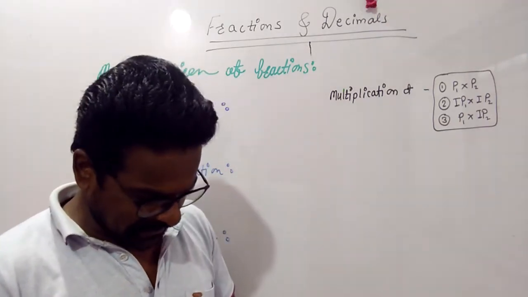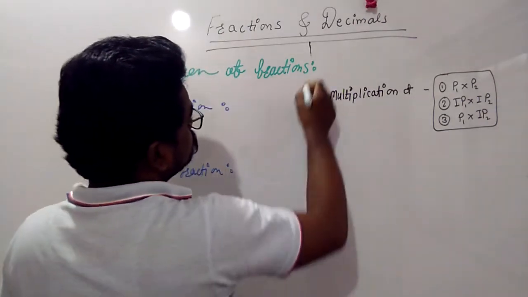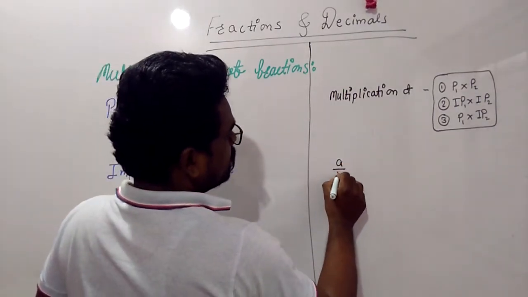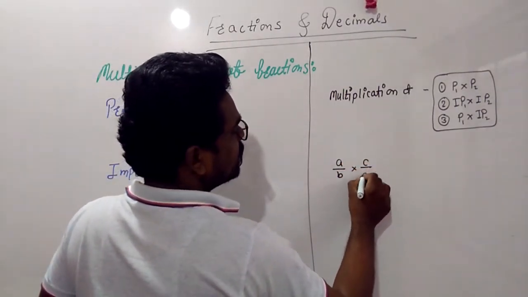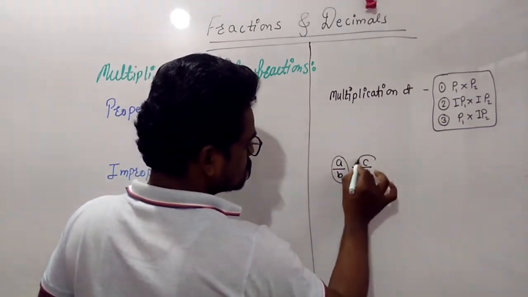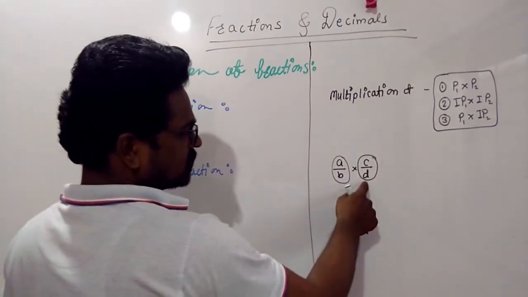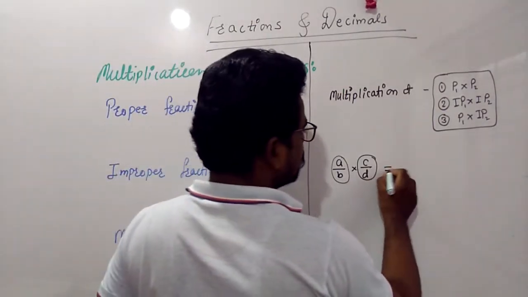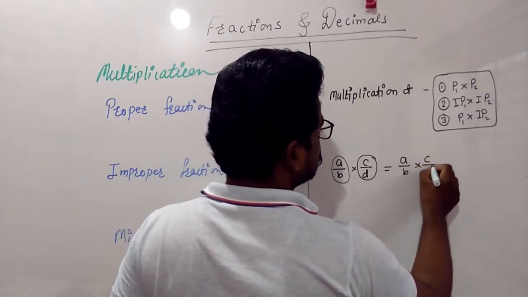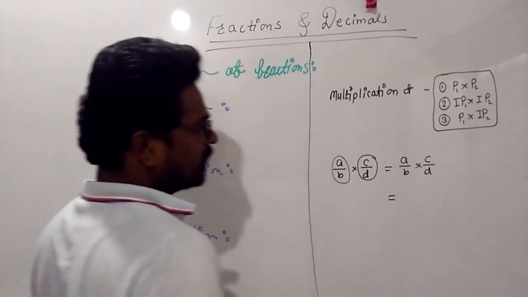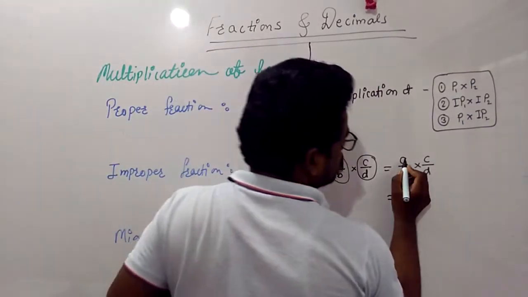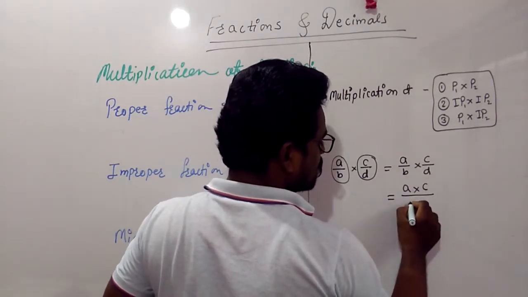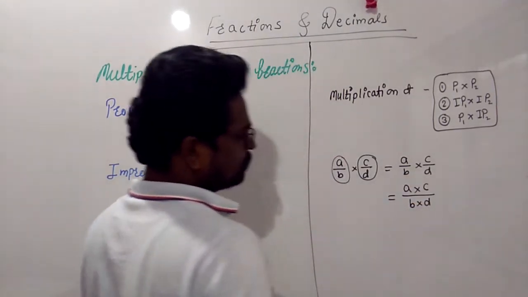Now what we did in the last case, see, if a by b into c by d is there. This is one fraction, this is another fraction. While doing multiplication of two fractions, it is equal to a by b into c by d. So it is equal to what we did in the last lecture: multiplication of numerators, a into c, divided by multiplication of denominators, that is b into d.